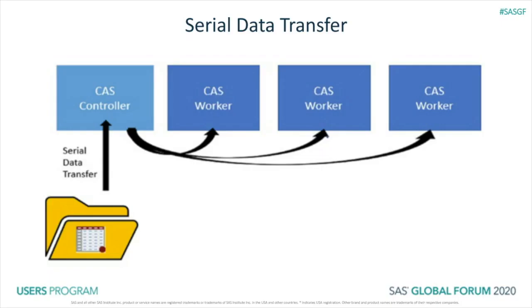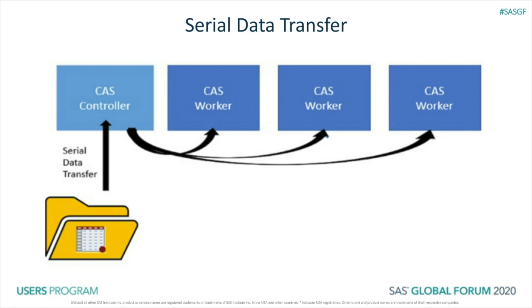This graphic shows you a serial load of a SAS data set. A serial data transfer involves a sequential transfer of the data through a single channel from the source of the data to the destination. This data transfer method is the most flexible and it's always available. The most common condition that will require you to use a serial data transfer is when your data source is only accessible by the CAS controller.